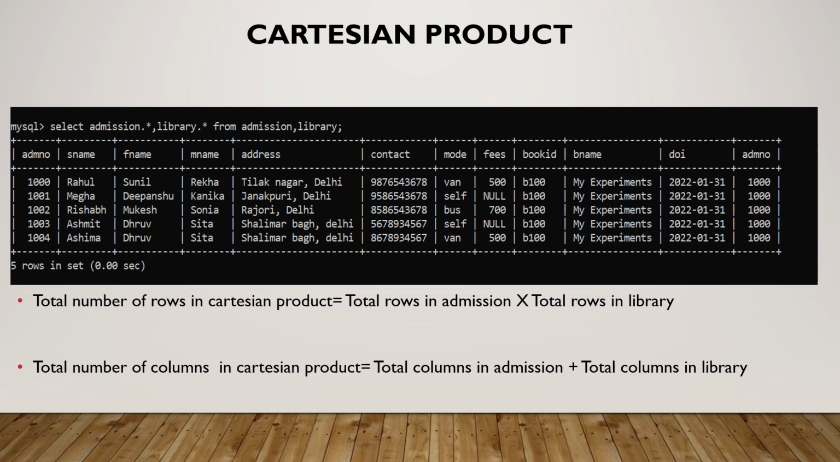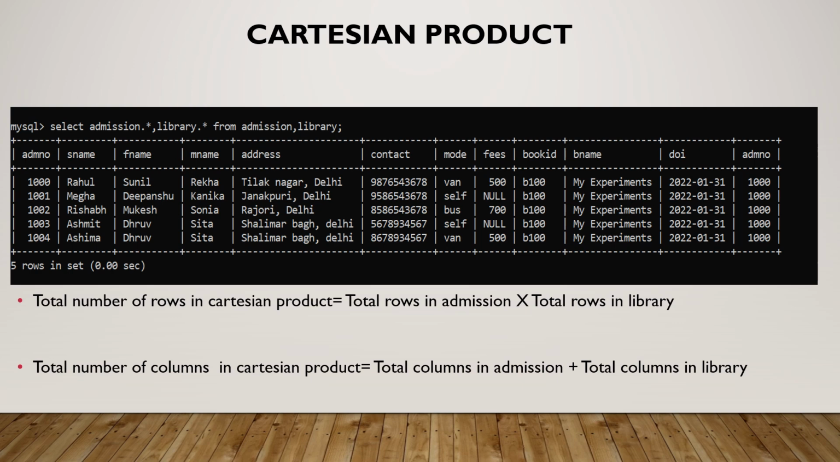As you can see in front of you, you have admission number, S name, F name, M name, address, contact, mode, fees. These are from the admission table, and book ID, book name, date of issue, admission number from the library table. Please observe carefully how many rows have come in the result. In the result, the total number of rows of the admission table multiplied by the total number of rows in the library table are given.